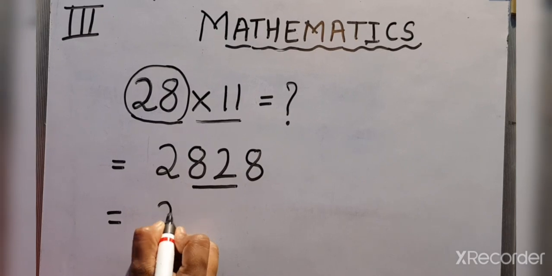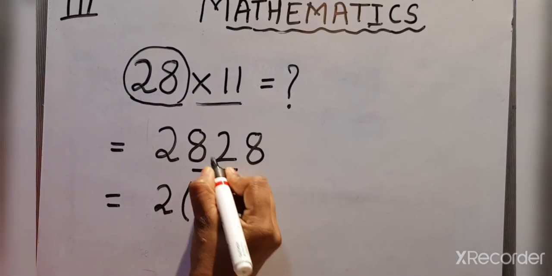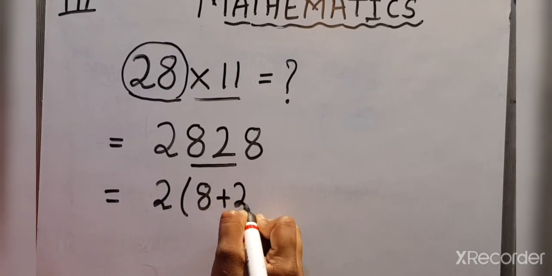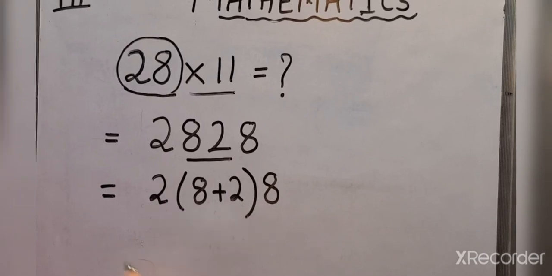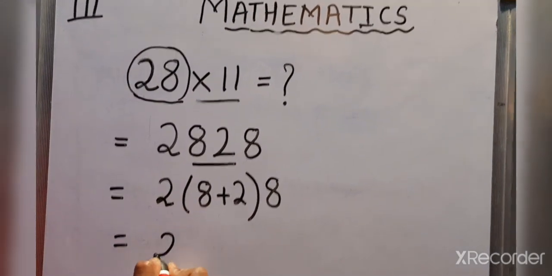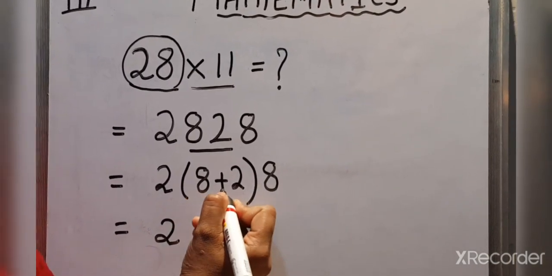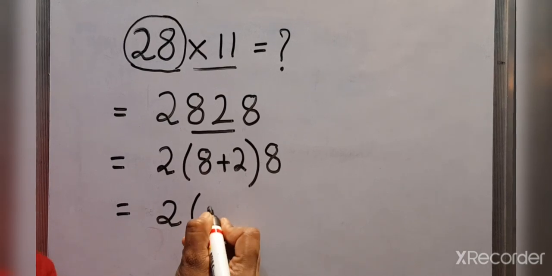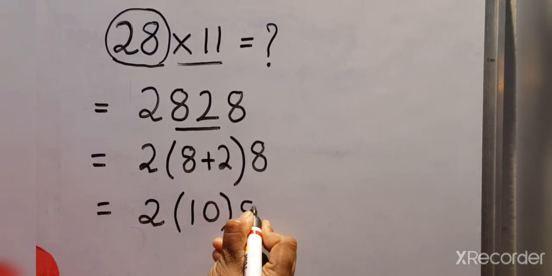Other numbers on the extreme will be as they are. So we'll write number 2 as it is. Here we'll put one bracket, 8 plus 2, then again the bracket and number 8. After that, children, number 2 will be as it is. We will add whatever is there in the bracket. 8 plus 2 is 10. So write number 10 in bracket and then number 8.